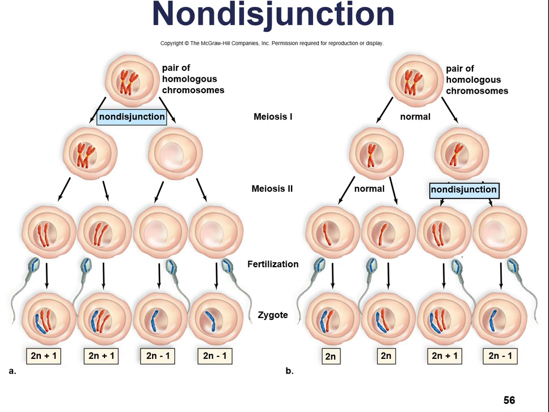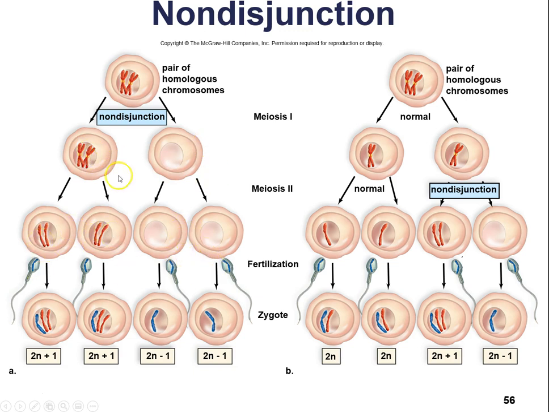So this is showing you 2 different examples. This is non-disjunction occurring here in meiosis 1. Here's your pair, and again, it's oversimplifying, just showing you one pair. In this case, instead of one going here and one going here, both went here, and this got none. Then when it goes through meiosis 2, these are going to separate and move here.